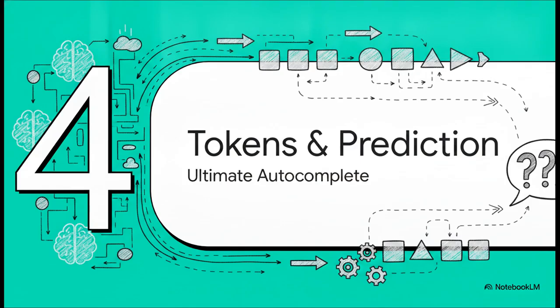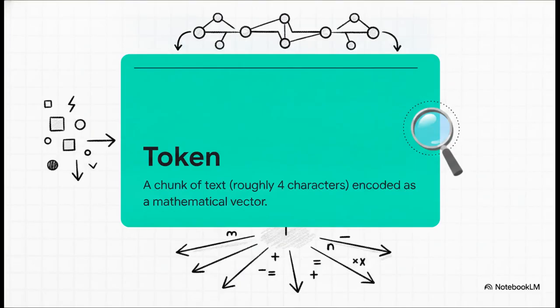How exactly is it writing back to you? Here's something that might surprise you. ChatGPT does not actually read whole words. It reads tokens. A token is just a small chunk of text, usually about 4 characters long. The model encodes these tokens as mathematical vectors in this giant multi-dimensional space.